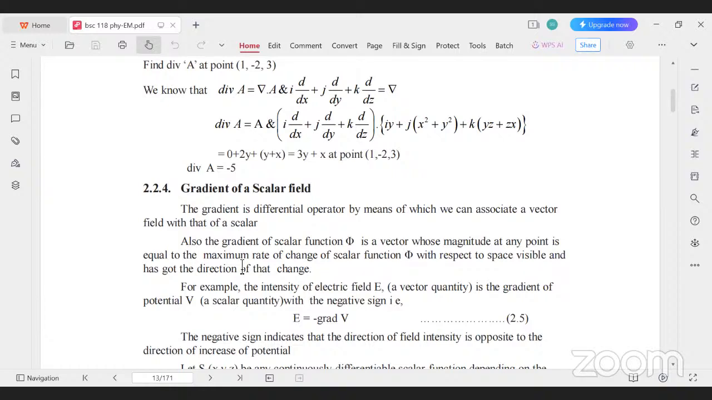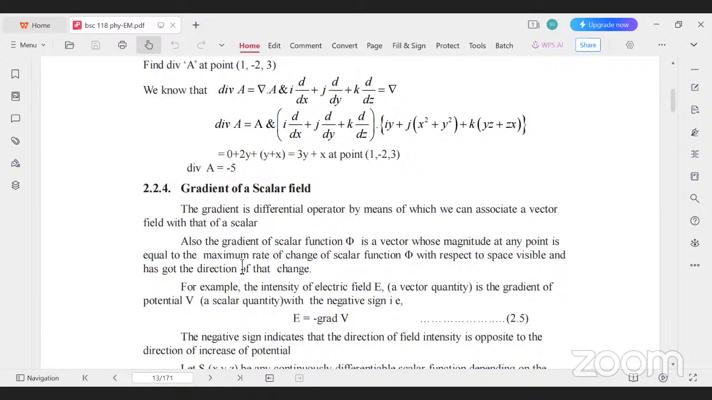So for example, if you are taking the intensity of the electric field. What does intensity mean? When light falls on an electron, we call it intensity. So how much intensity is it taking to flow the light inside that material? That is the intensity of the electric field.